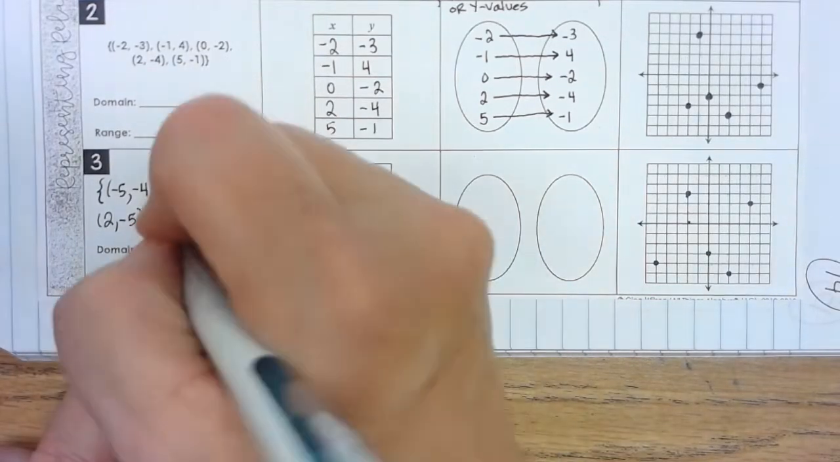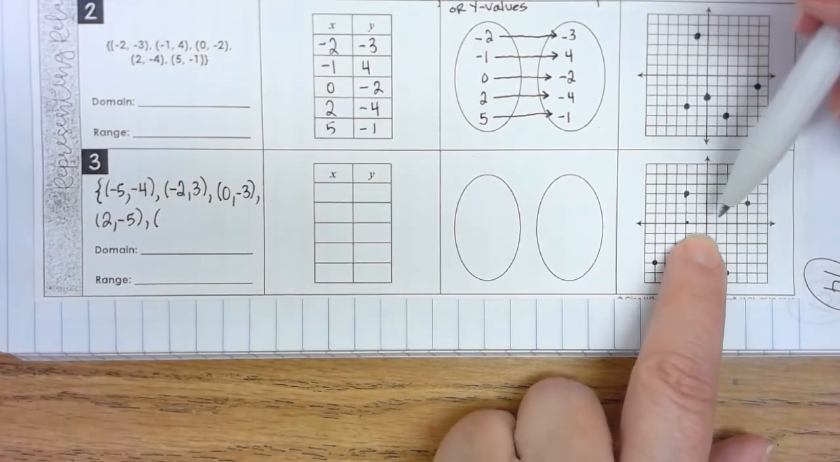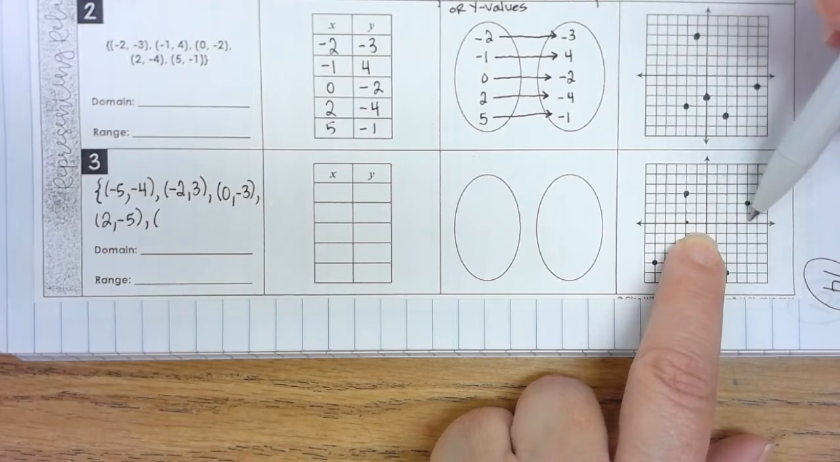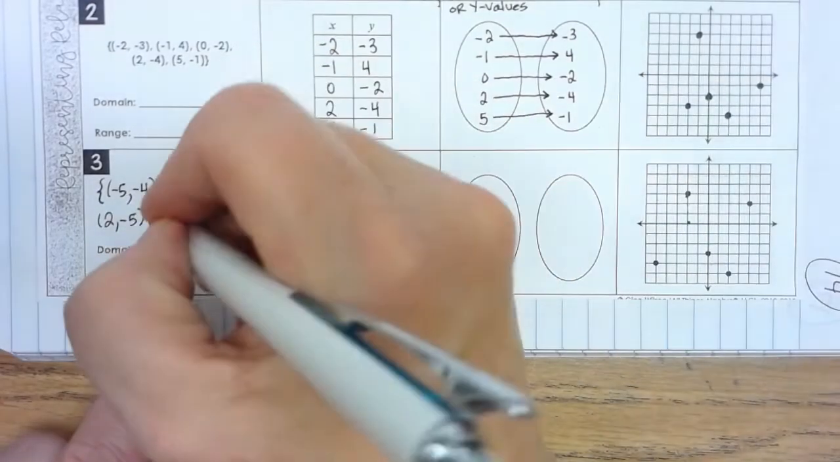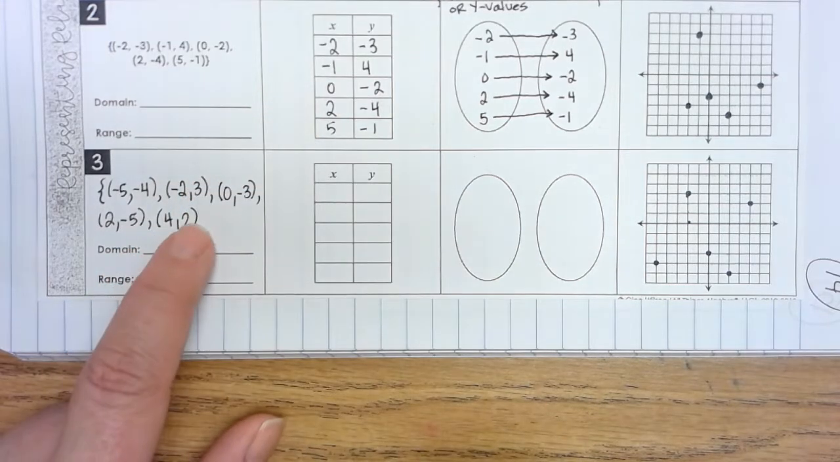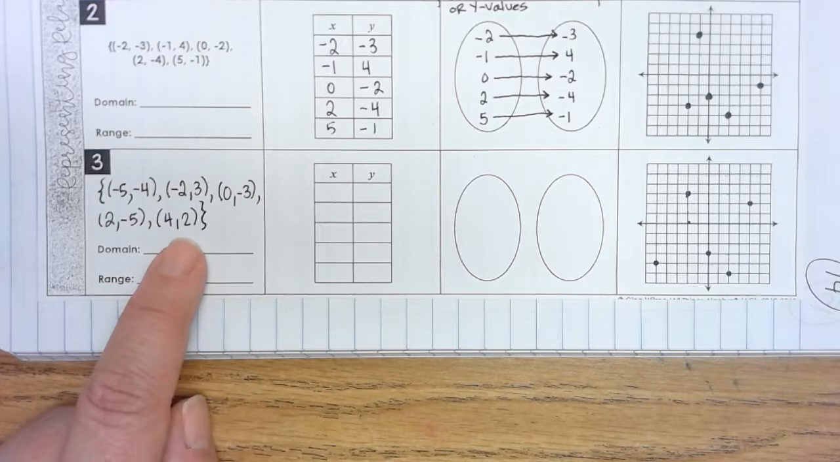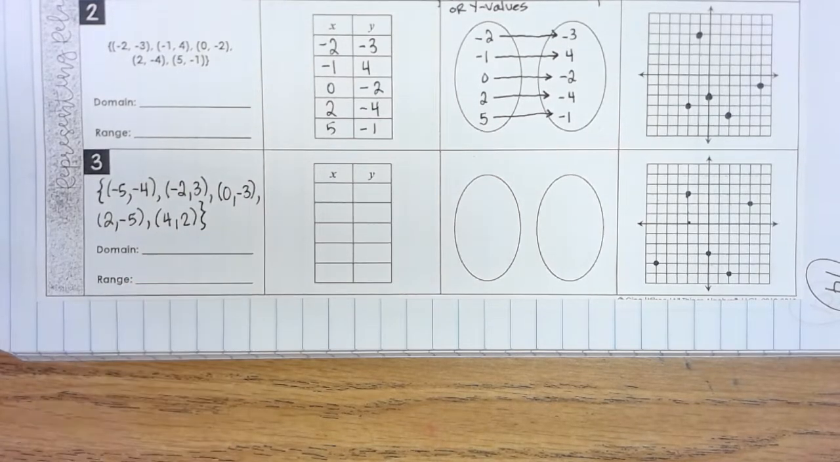And then we'll have one more dot, which is this last one here. So from the origin, I go over 1, 2, 3, 4. That's +4. And then up 2. So 4, 2. And then after your closing parenthesis, put your brace on the other end.